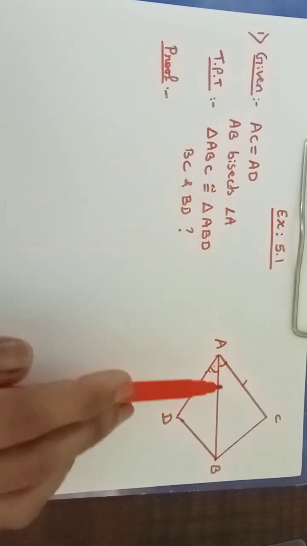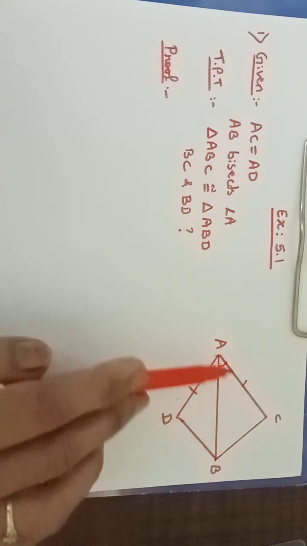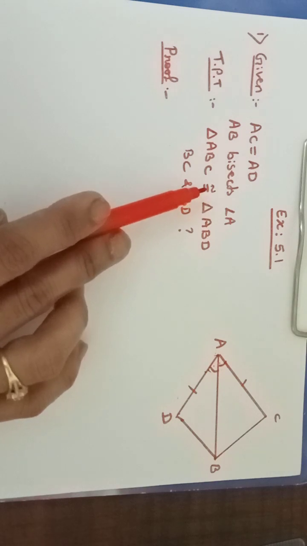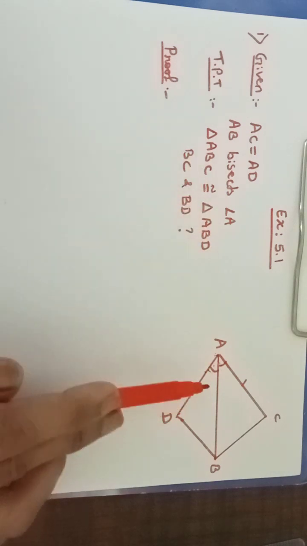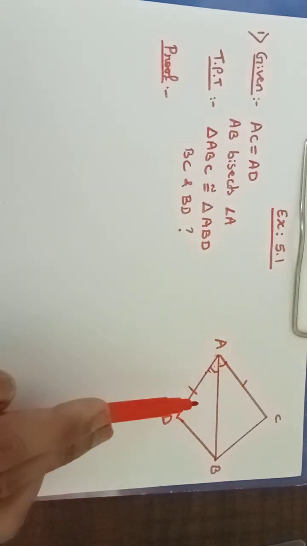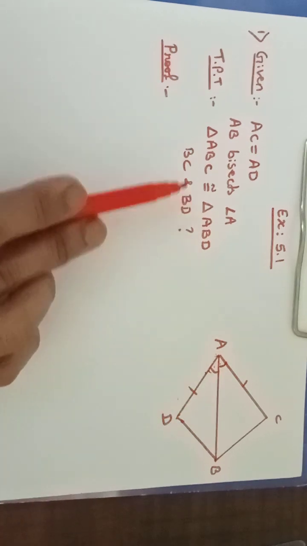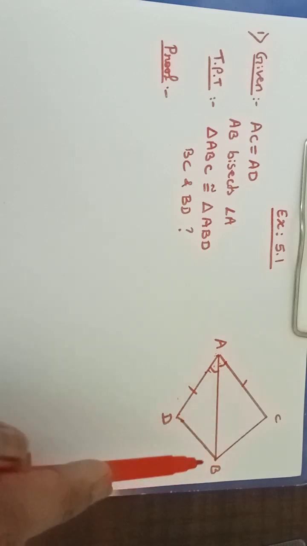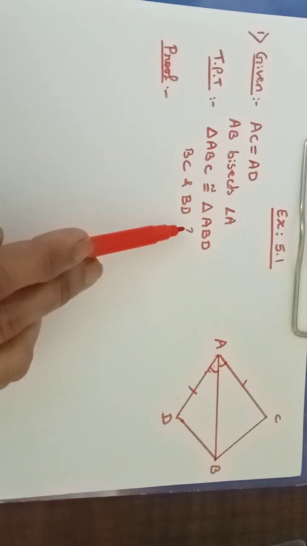You have to prove triangle ABC, this upper triangle, is congruent. This is the symbol for congruent. Triangle ABC is congruent to triangle ABD. This you have to prove. And further you have to also see what is the relation between BC and BD. You have to find out the relation.